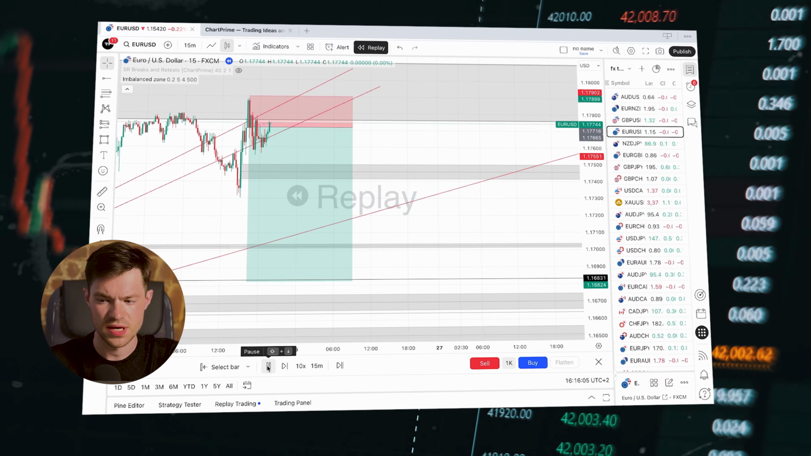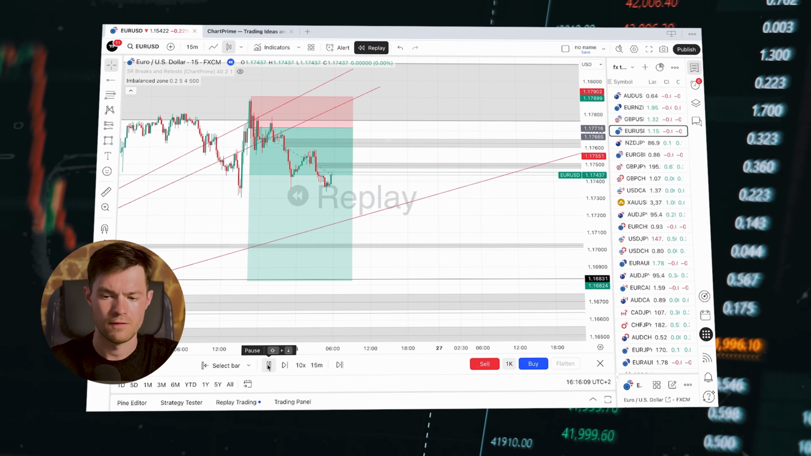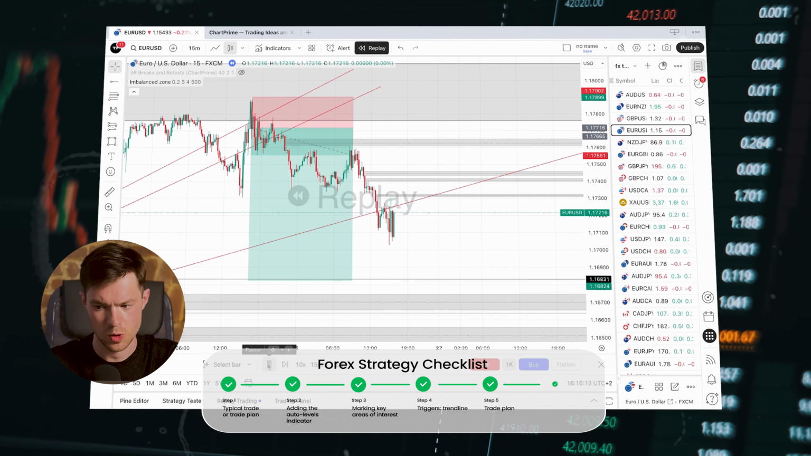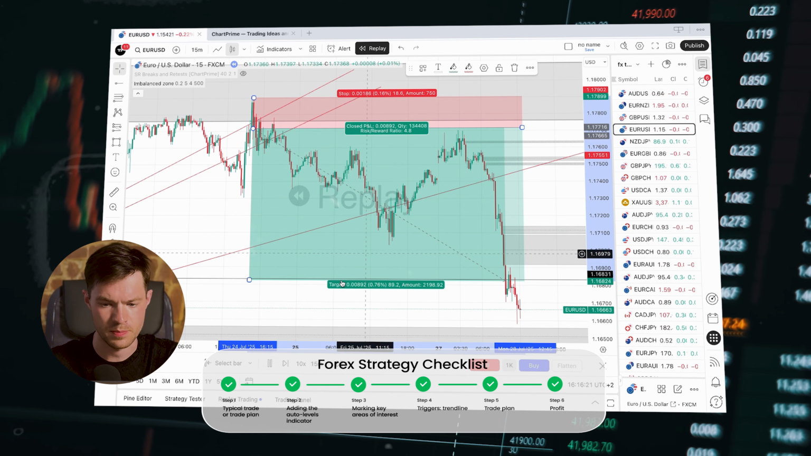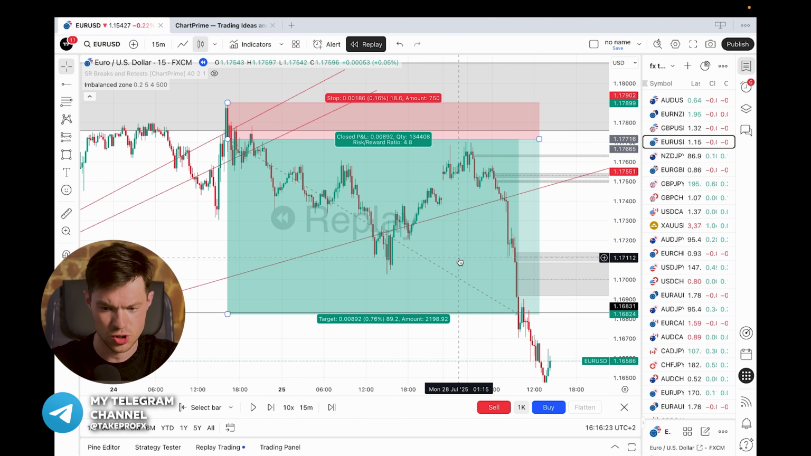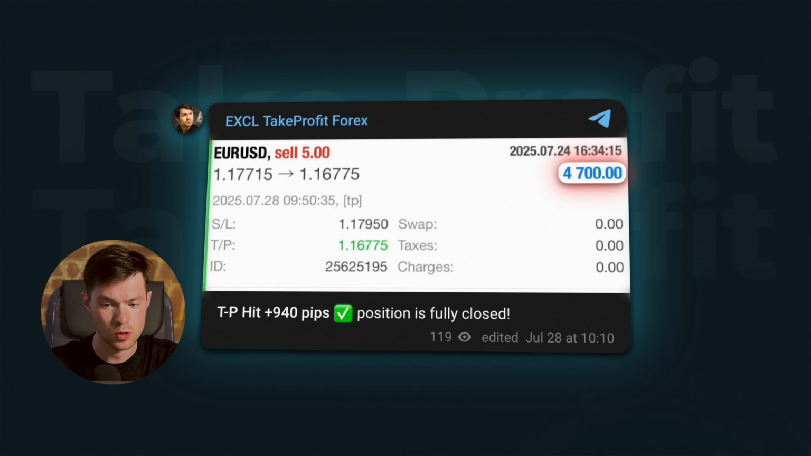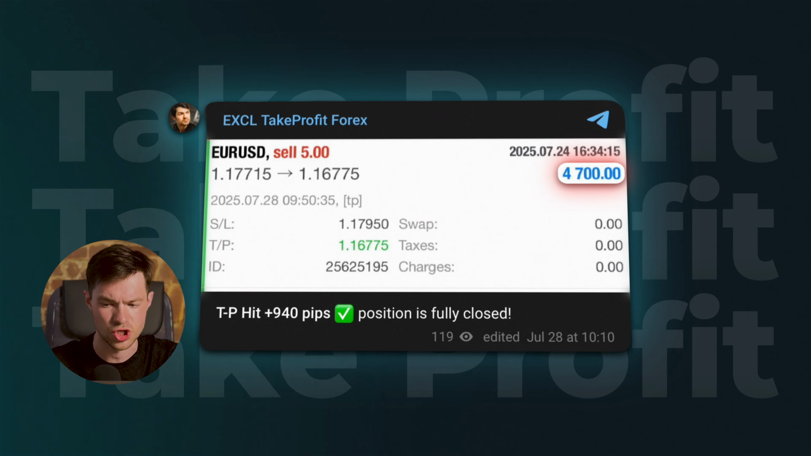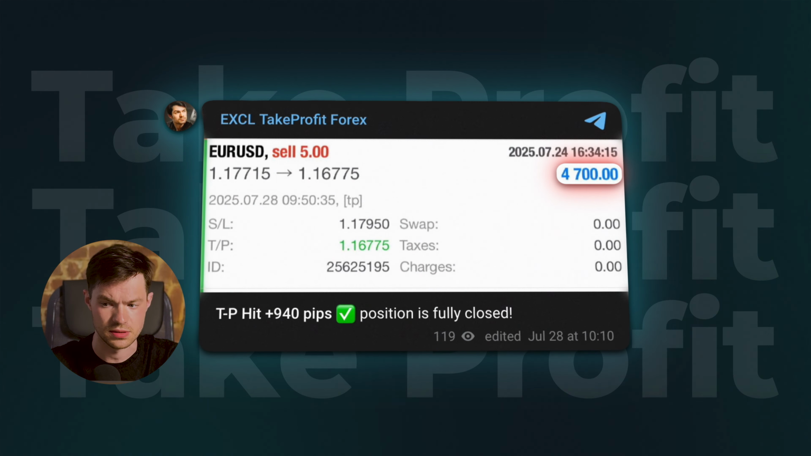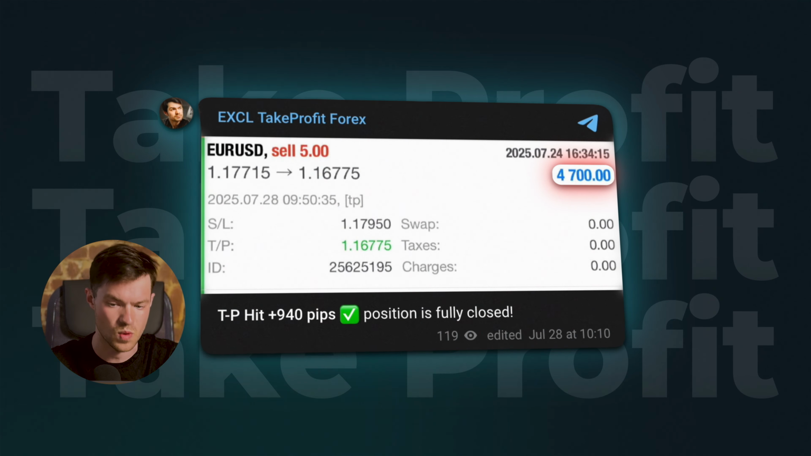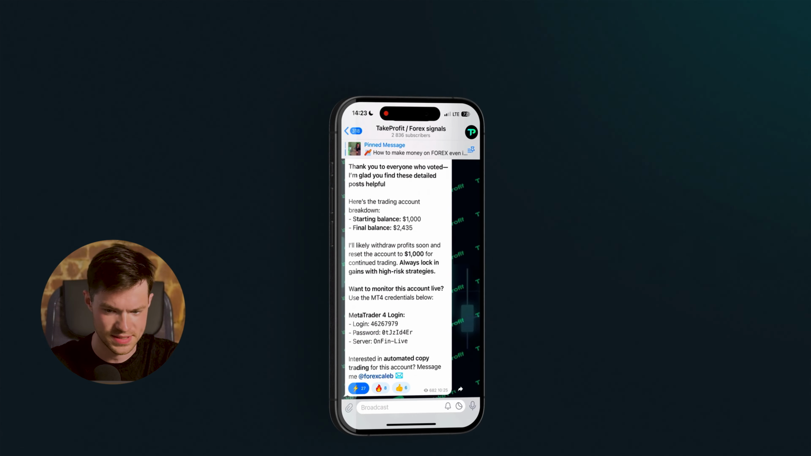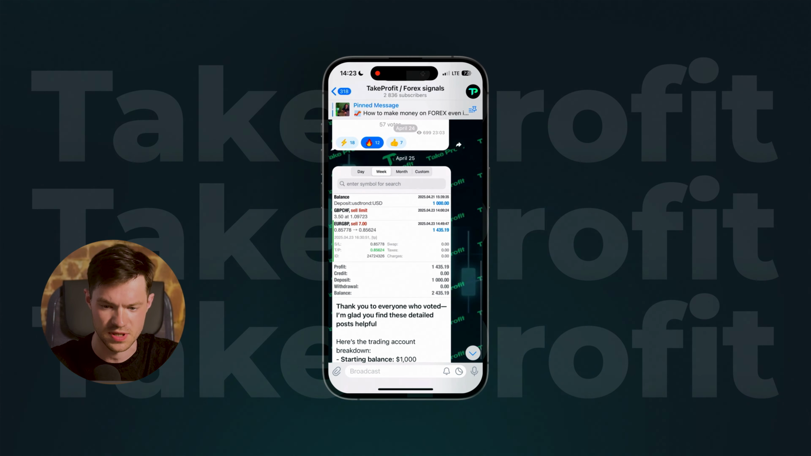So this trade was done recently and it made me 4,700. So right now I'm going to introduce you to a very simple method of finding the perfect entry points. See how this position works perfectly after a while. I also posted the result in my free Telegram channel. 4,700 is 940 pips, which was achieved with just one take profit. So the profit is crazy, although not so much time we spent on this trade.